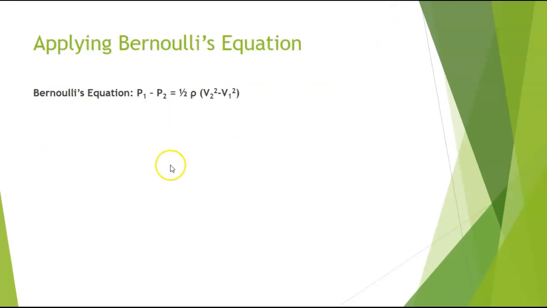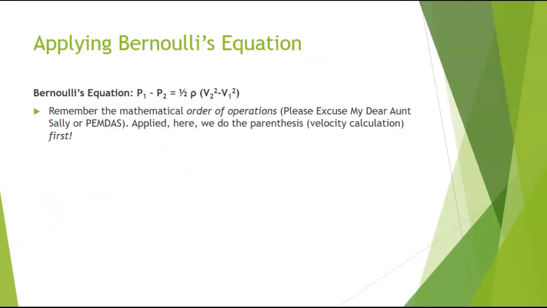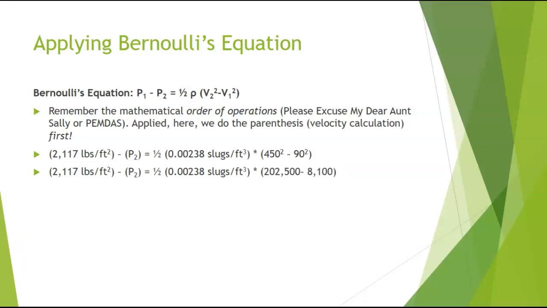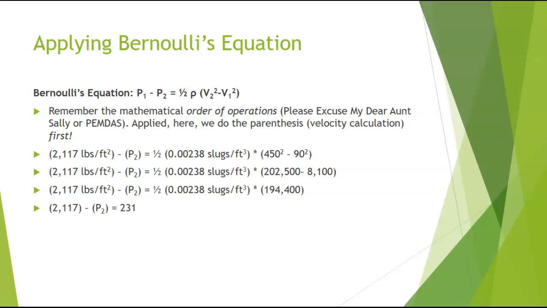So let's take a look at Bernoulli's equation. Remember the mathematical order of operations. When we do this equation, we'll do the parentheses first. So on the right side we have velocity 2 minus velocity 1 in parentheses, so we'll do that first, and that comes out to 202,500 minus 8,100, or 194,400. Then we can multiply the standard density of 0.00238 by 1/2 and multiply that result by 194,400 to get 231.